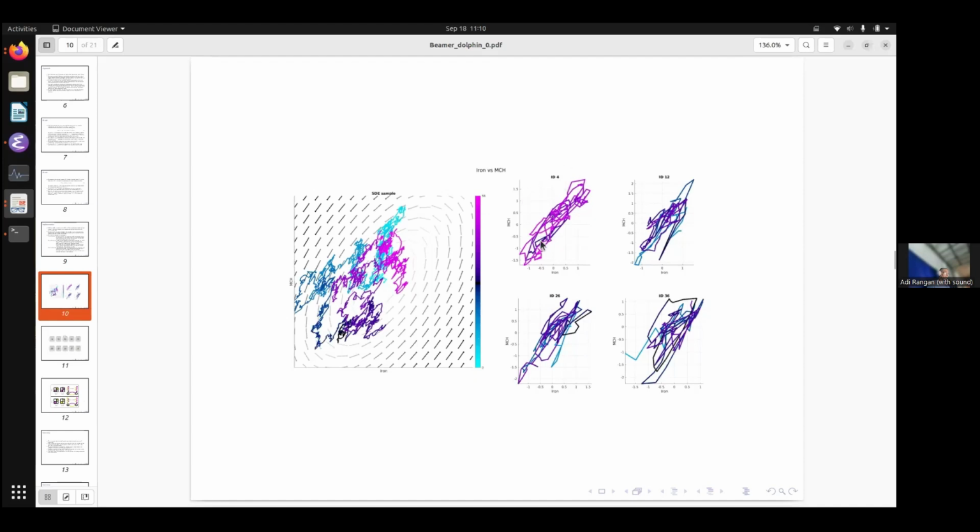So dolphin number 4 was initially measured when they were like, I don't know, 30 years old and measured towards the end of their life between ages 30 and 45. And you can kind of see this meandering, noisy spiral, or noisy elliptical trajectory between iron and hemoglobin for dolphin 4. Dolphin 12 is a little bit noisier.